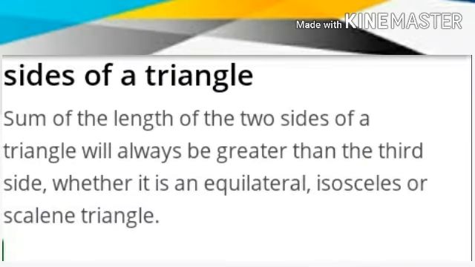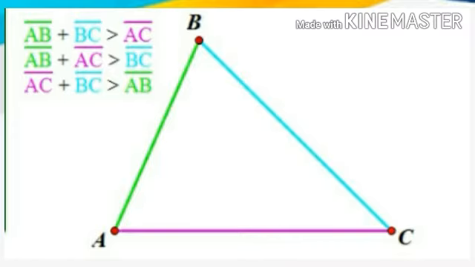Sides of a triangle. The sum of the lengths of any two sides of a triangle will always be greater than the third side, whether it is an equilateral, isosceles or scalene triangle. You can see the figure. Here AB plus BC is greater than AC, AB plus AC is greater than BC, and AC plus BC is greater than AB. So the sum of two sides is always greater than the third side.